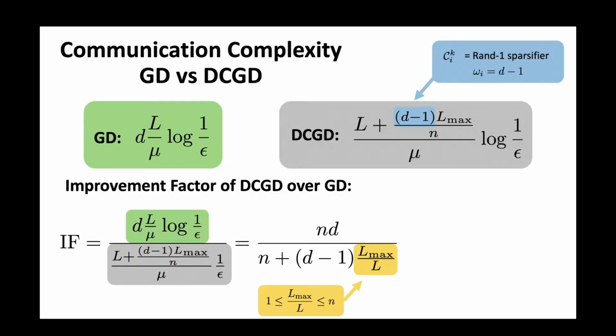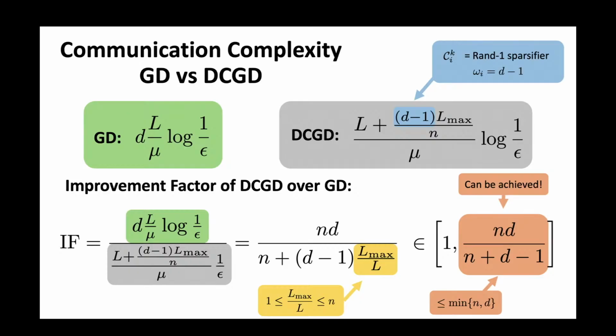Now, it turns out that L max divided by L has to be between 1 and n. That's just a mathematical inequality, not an assumption. It has to be between these two endpoints. So this ratio has to be between 1 and this fraction, which means it has to be larger than 1. This tells you you should compress. By compressing, you can never lose, and you can gain as much as this fraction.